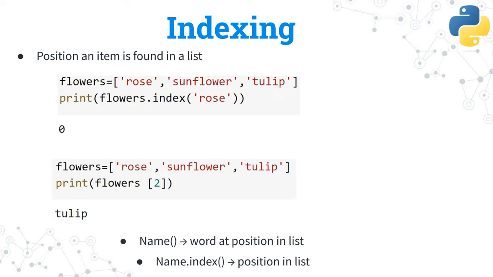So this code shows the position of the item in the list. So here's what it shows. And the second segment, it's at position in list, and then the name dot index is the position in the list.